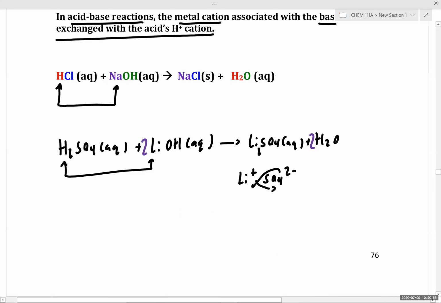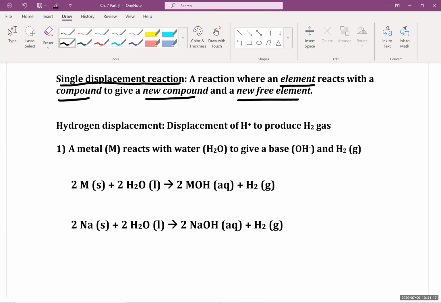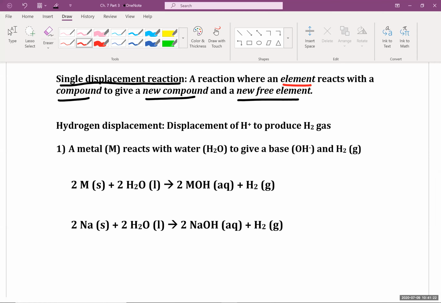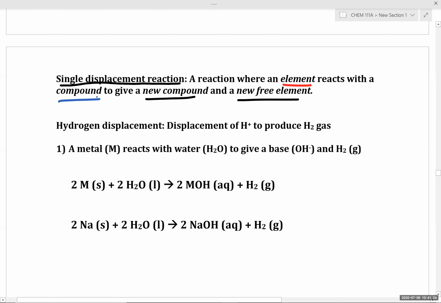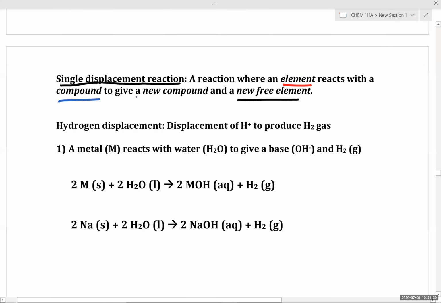Okay, so let's discuss another subclass of reaction, and this is really important in the context of redox reactions. These are our single displacement reactions. They're a reaction where an element reacts with a compound to give a new compound and a new free element. So let's use some color coding for that. We have our element reacting with a compound that in turn gives us a new compound and a new free element.